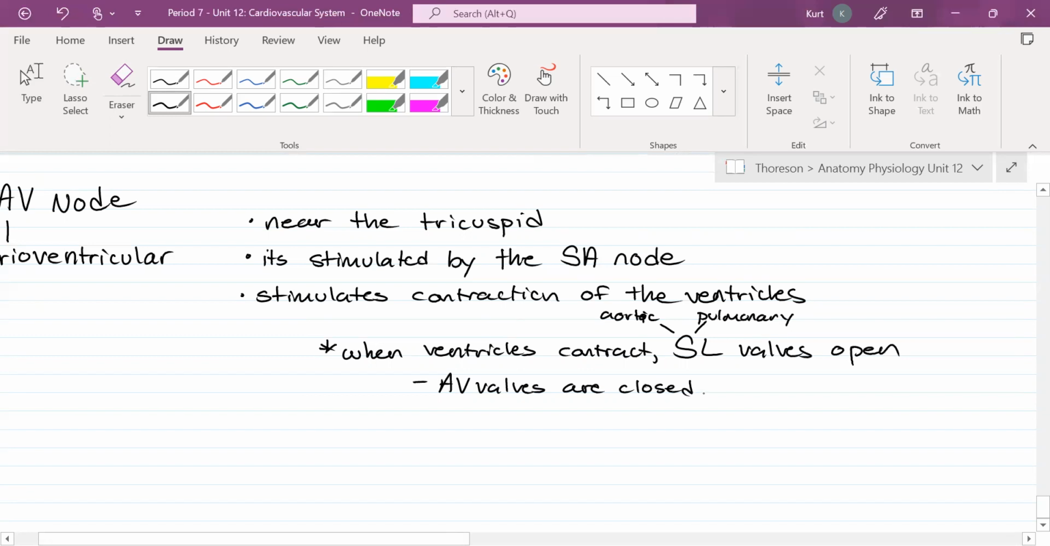Well, hold on. When a chamber contracts, its valves open. If the AV valves are closed, then what part of the heart must be relaxed in order for the AV valves to be closed? Yes. This is because the atria are relaxed. There's a lot going on here. And every cardiologist, every doctor starts somewhere. This is where it starts. The atria are relaxed. The AV valves are closed. The ventricle contracts, the SL valves open, and it pushes their contents forward.